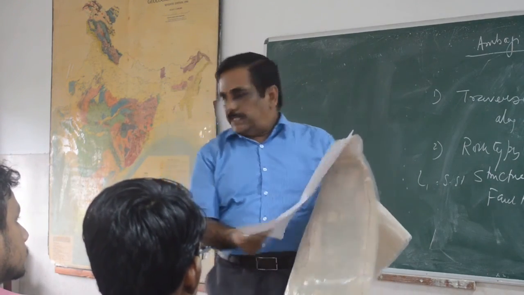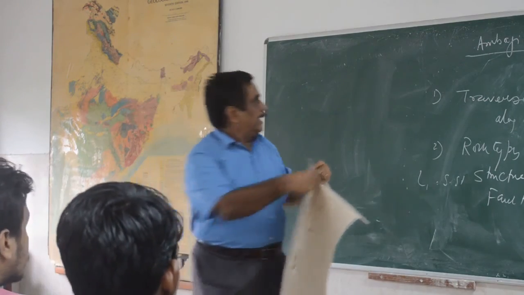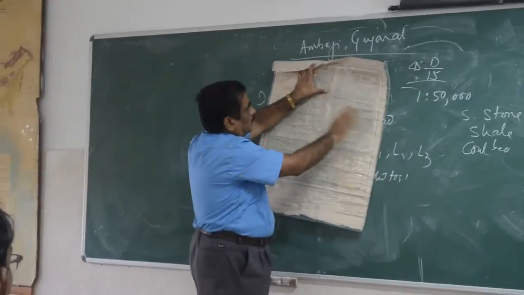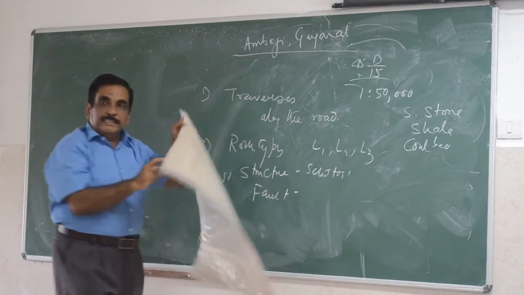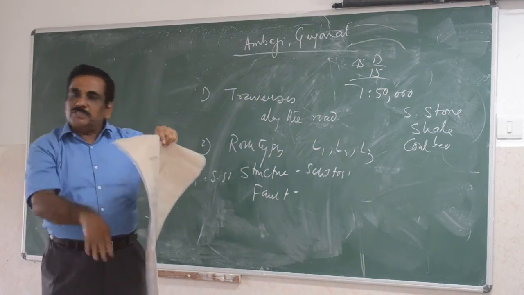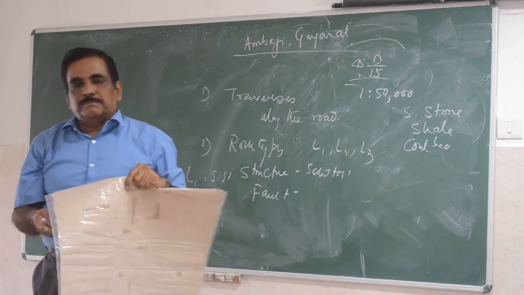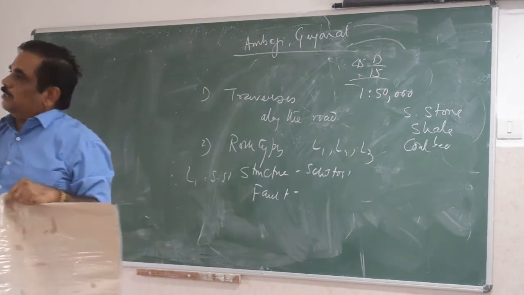You follow this point. While walking along different traverses, you are plotting it like this. You see how many such roads there are, and you try to complete as many roads as possible.